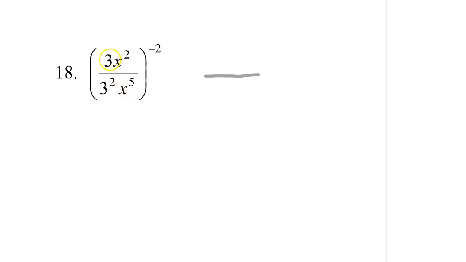For number 18, let's simplify the inside part first. The 3 in the numerator will cancel out one of the 3's in the denominator, leaving behind a single 3. The 2 x's in the numerator will cancel out 2 of the x's in the denominator. That's going to leave behind 3 x's. So we have 1 over 3x to the 3rd power, all raised to the negative 2 power.